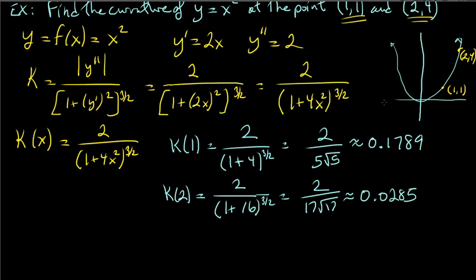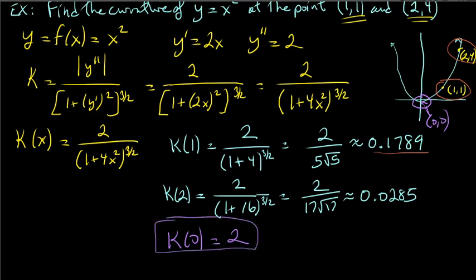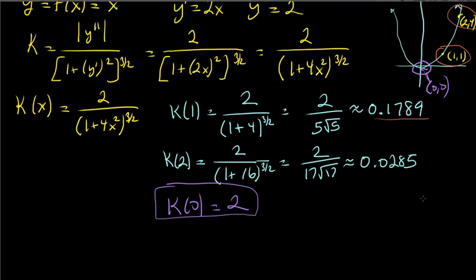And just looking at the parabola, you can see that even at the point 1, 1 here, it is curving, but it's significantly less than 1. It's even less than 0.2, right? And then at the point 2, 4, the curvature is even less. So where do you think the curvature is the biggest? Probably at the vertex, probably at 0, 0. In fact, what happens when x is 0? Then the curvature is just 2. So 2 is the biggest you can get, at the vertex at 0, 0.